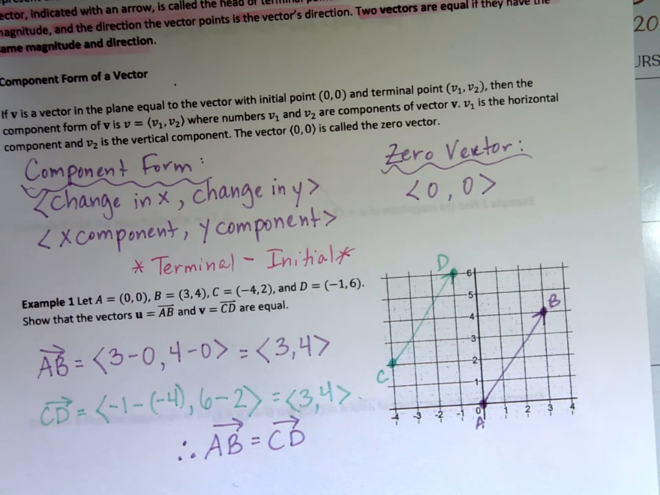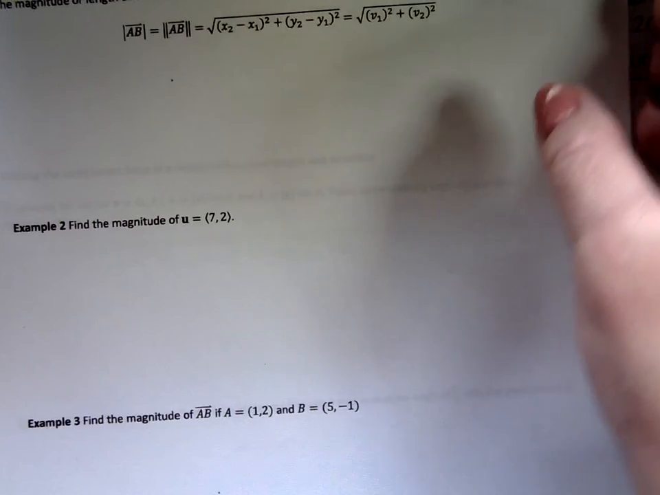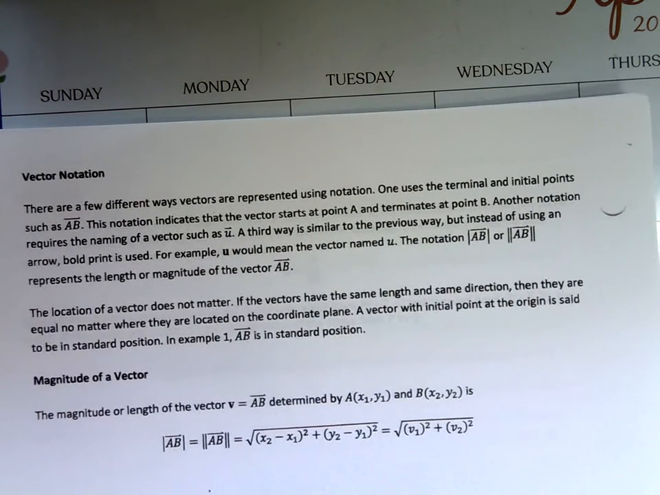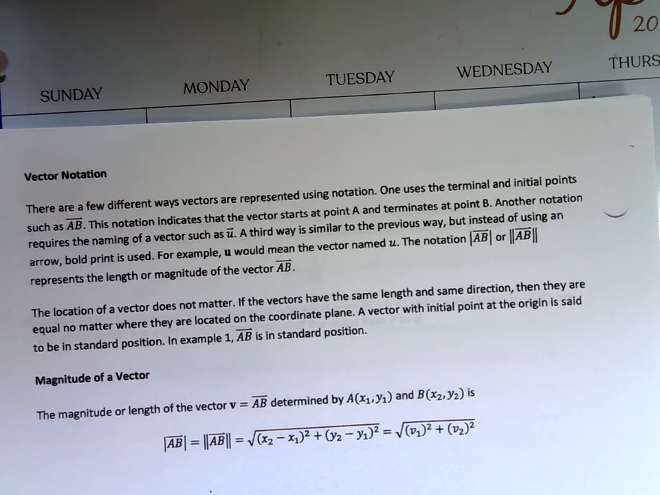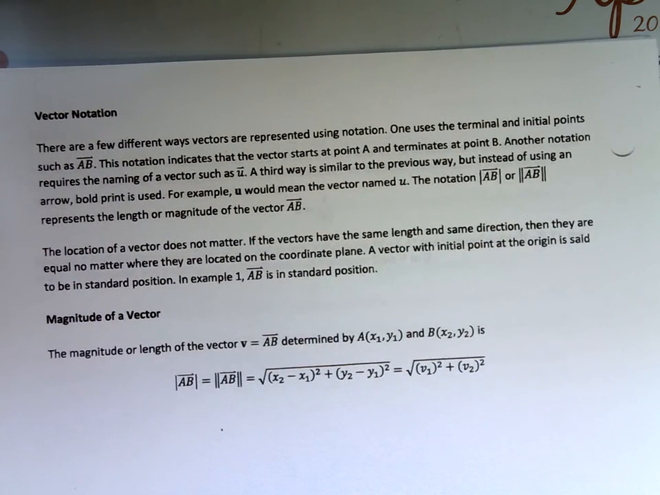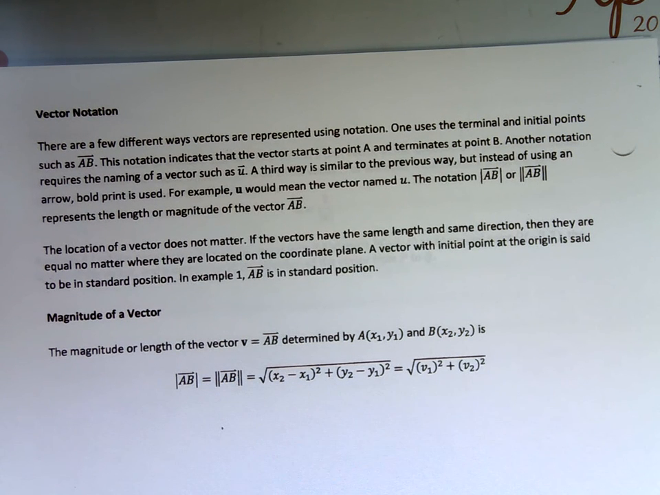All right, there's example 1. Example 2, before we get there, there's some notation to take note of. There are a few different ways vectors are represented using notation. One uses a terminal and initial point like we just were doing. This notation indicates that the vector starts at point A and terminates at point B. Another notation requires the naming of the vector, such as vector U. A third way is similar to the previous, but instead of using an arrow, bold print is used. We saw that on the front page as well, that bolded U or the bolded V.